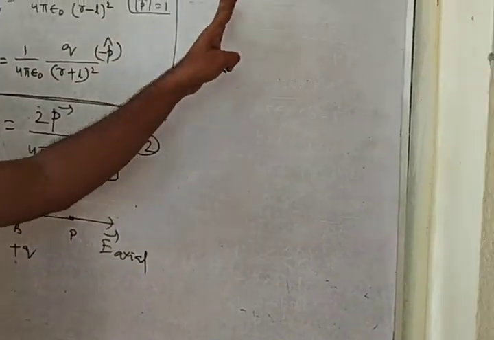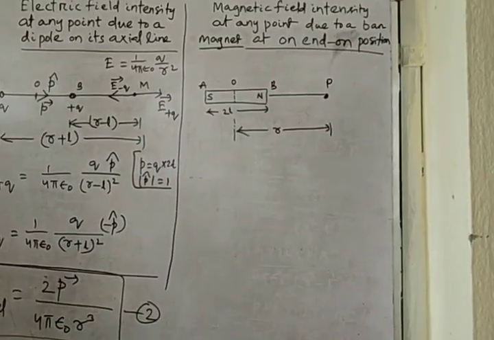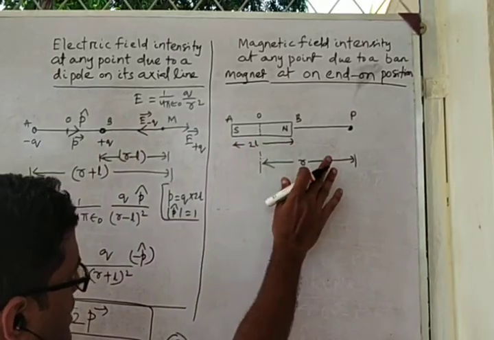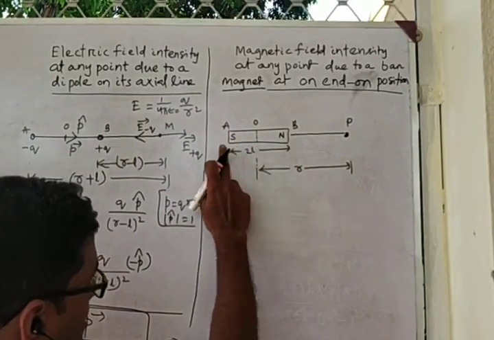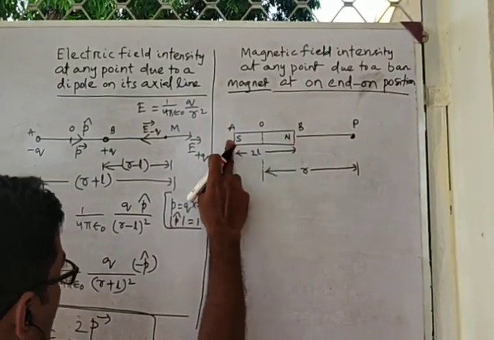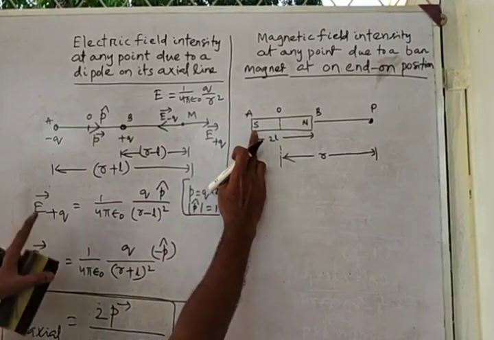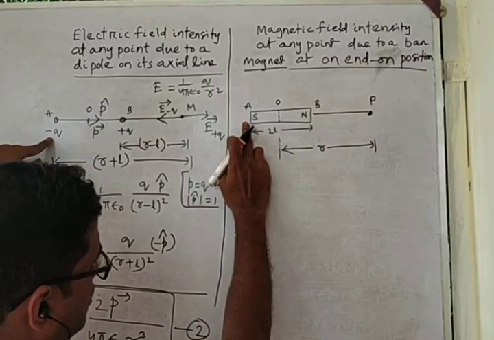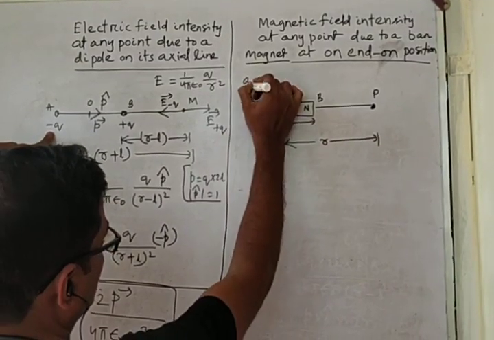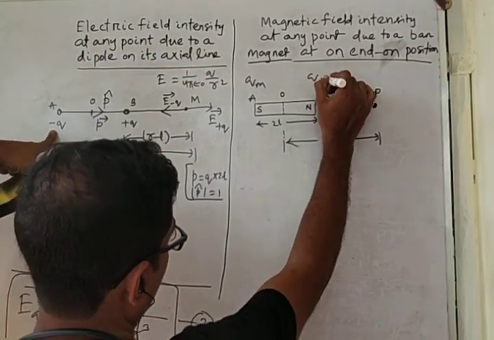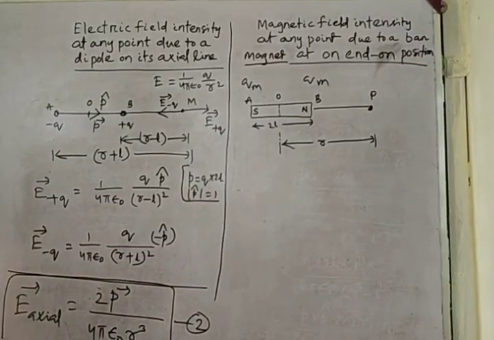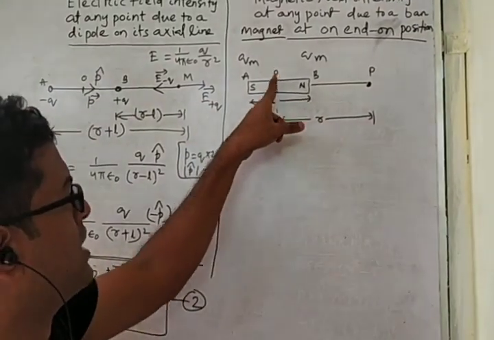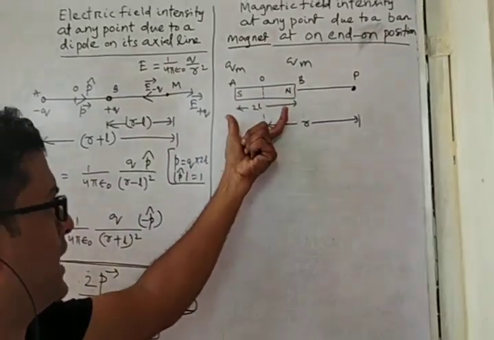So without doing much derivation, directly I am writing, everything is the same, all the diagrams are the same. Let us consider a bar magnet having south pole and north pole. Why am I taking the south pole here? Here I have taken at A minus Q charge, so I am taking the south pole at A. Let's say the pole strength of the south pole is Qm, the pole strength of the north pole is Qm. Let us consider O is the midpoint of this bar magnet whose length is 2L.